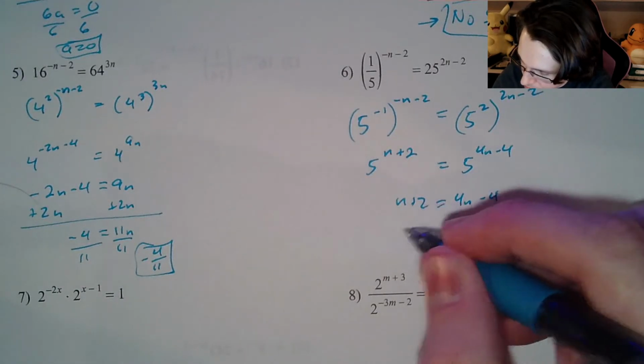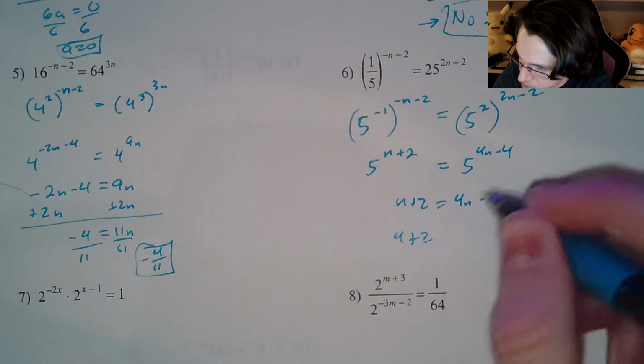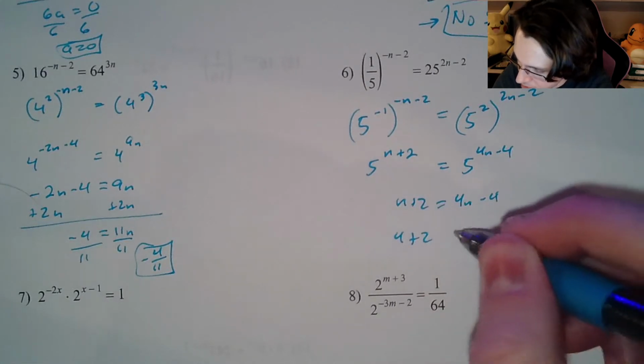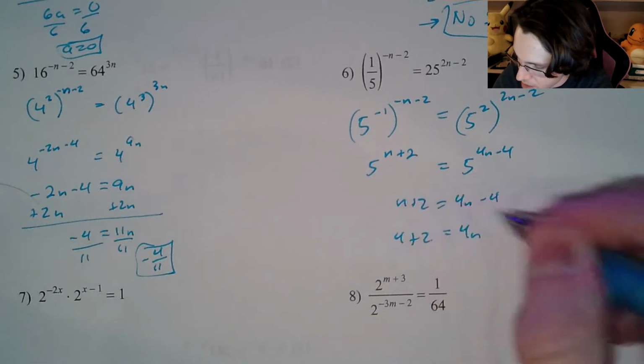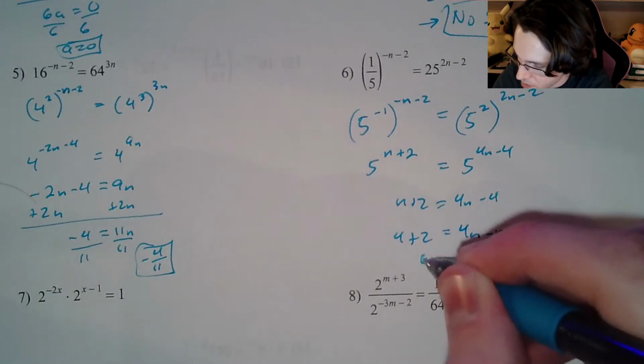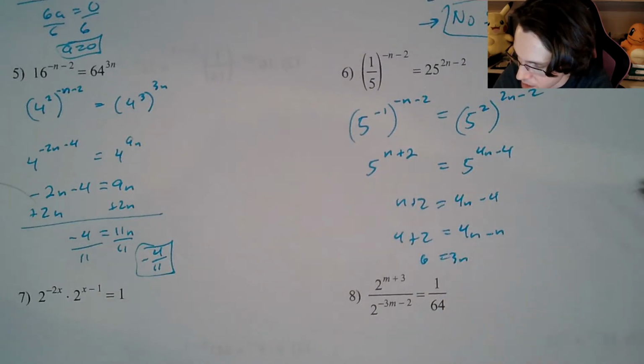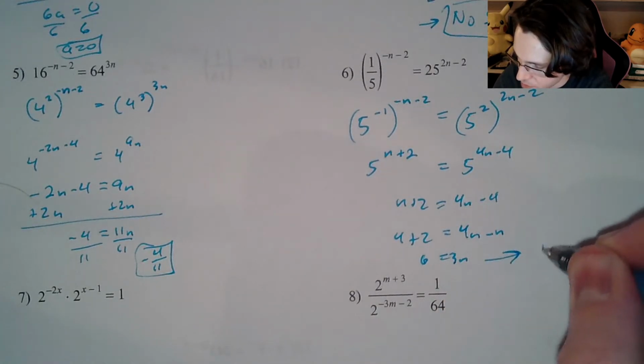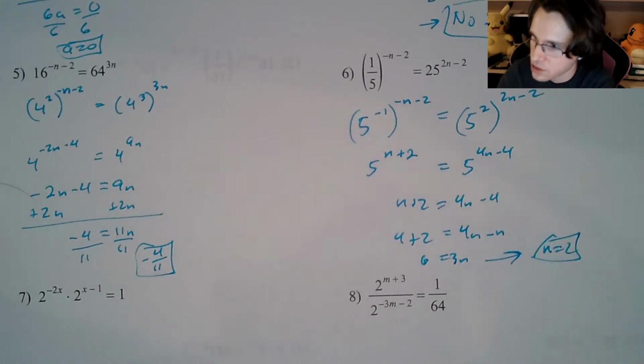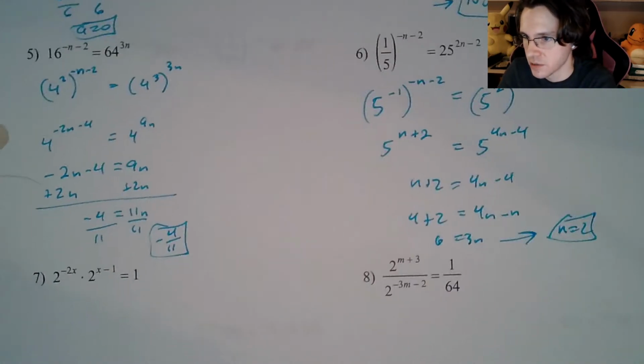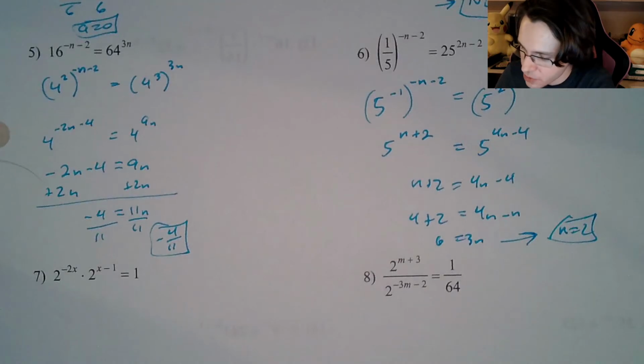So I'm going to write this as 4 plus 2, so I'm taking that negative 4, moving it to the left, and taking that 4n, subtracting n on the other side, and we'll get 6 is equal to 3n. Divide both sides by 3. I'm out of room, so I'm not going to write the work, but you get 2 when you divide both sides by 3. Starting with number 7, we have to start using our exponent rules.